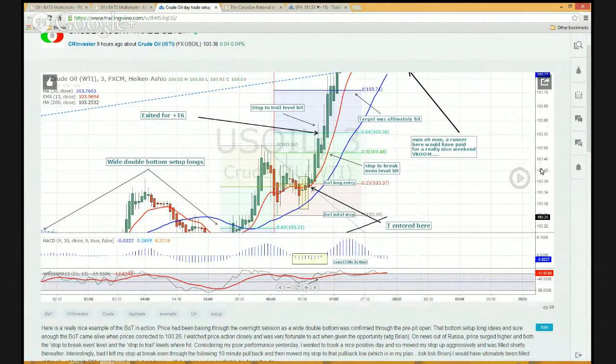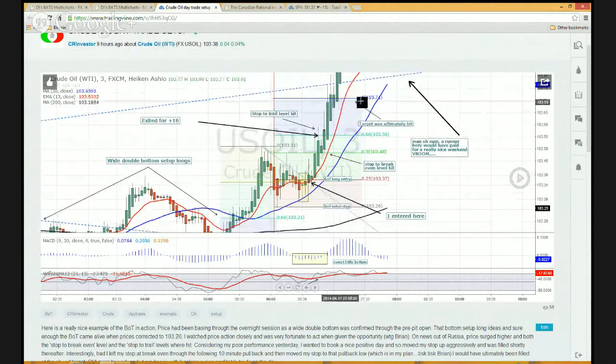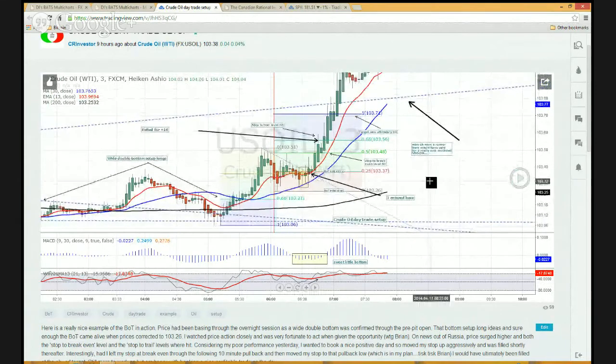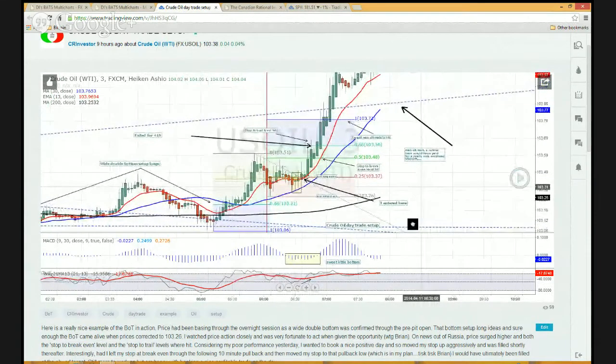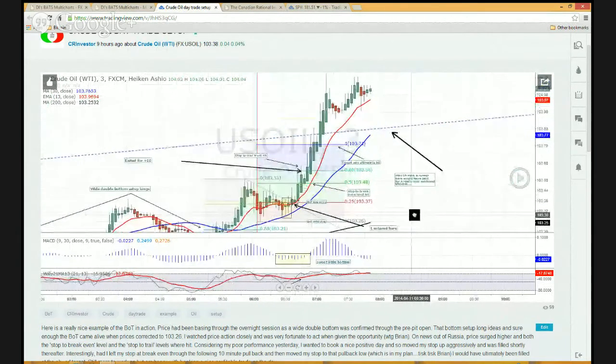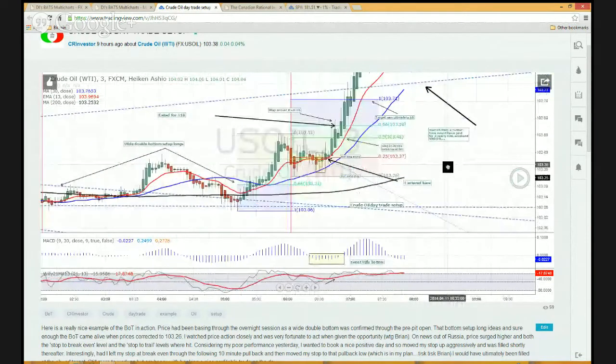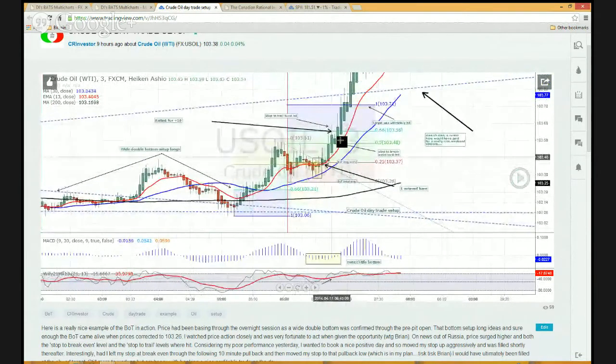Now the irony of it all is it did go straight up to the target. And I literally left about 15 ticks. I left about half the trade on the floor. But if you can ever get to the point where you trade multiple contracts, then once you've hit these two levels here, your stop on the second contract goes to break even and you just forget about the second one.